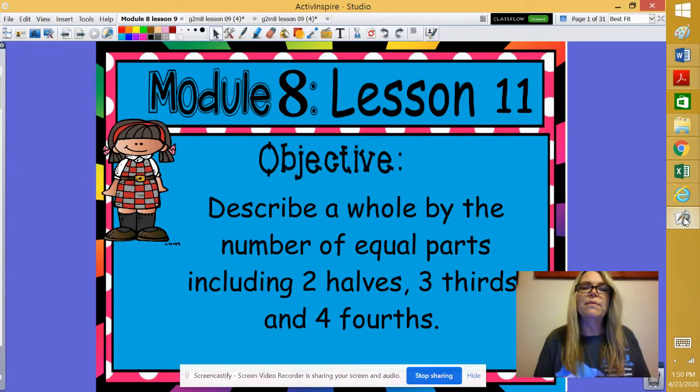Hi, today we're talking about fractions again. We're going to focus on halves today, as well as thirds and fourths. So let's think about this in the real world.